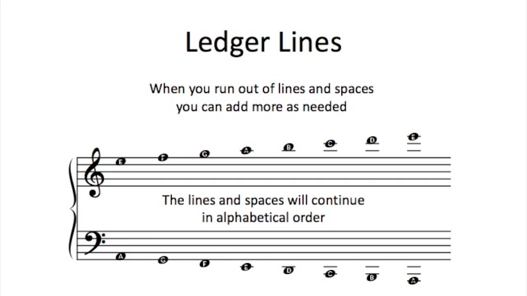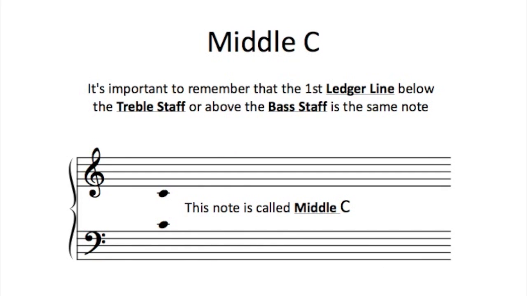One aspect of the grand staff that can be very confusing is the idea of middle C. Middle C is represented both on the first ledger line below the treble staff and the first ledger line above the bass staff. This is exactly the same note written in two different places. It would be the same sound. If you're playing a keyboard, it would be the exact same key on the keyboard.